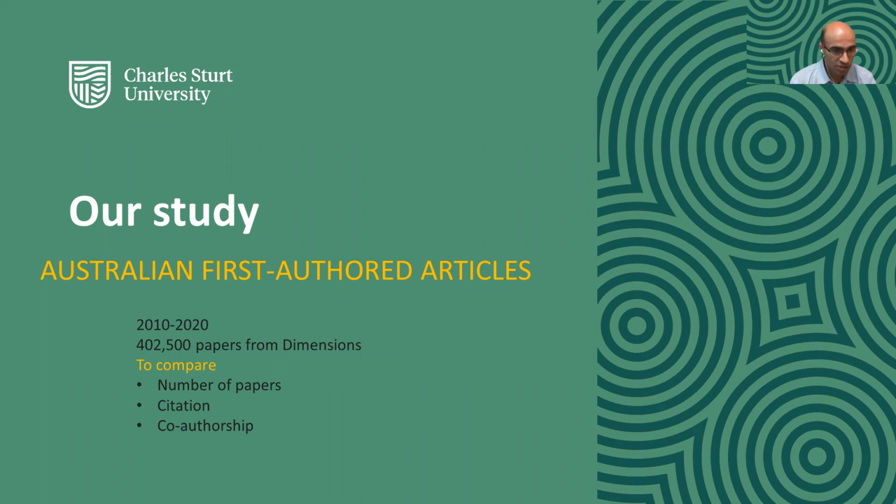I will have a few slides to share, because this is a work in progress. We did a study, we looked at Australian articles where the first author was affiliated to an Australian institution. And we looked at the papers from 2010 to 2020, that was about 400,000 papers. And we wanted to compare the number of papers, citations, and also co-authorship.